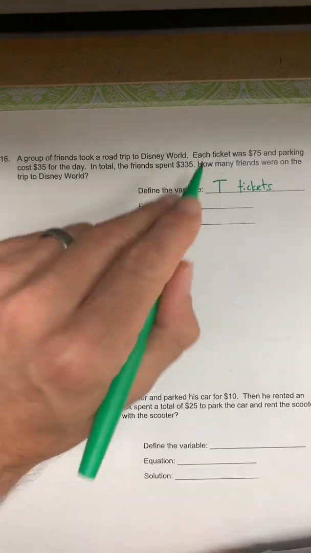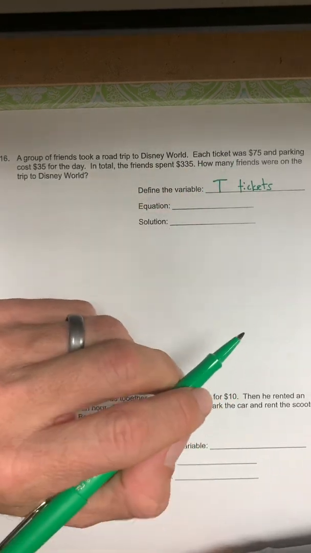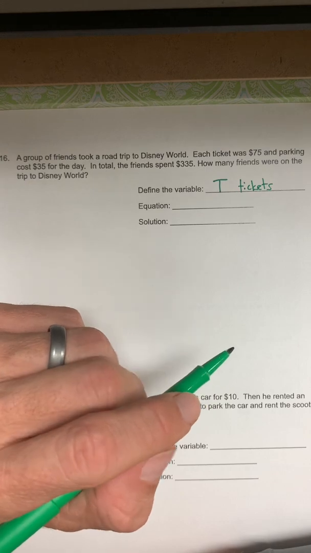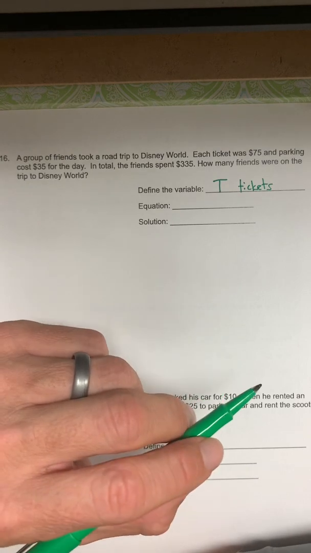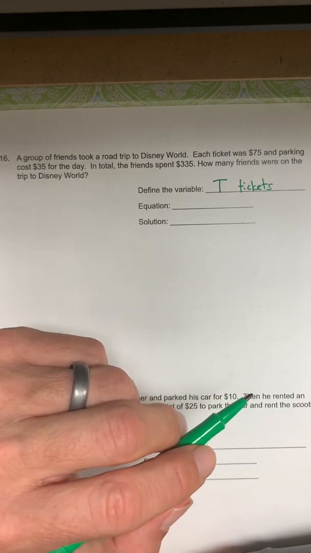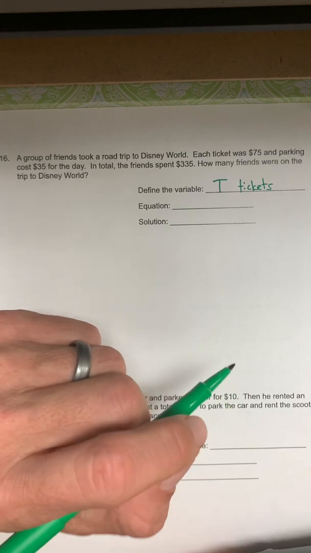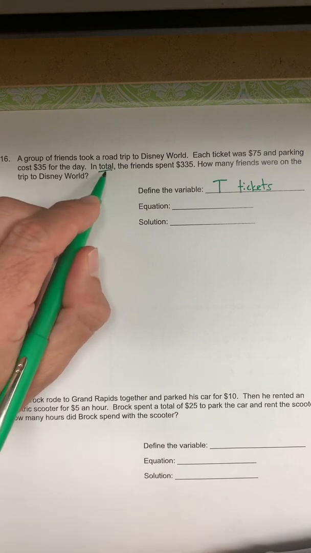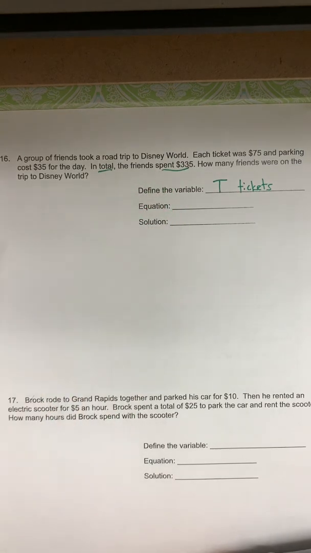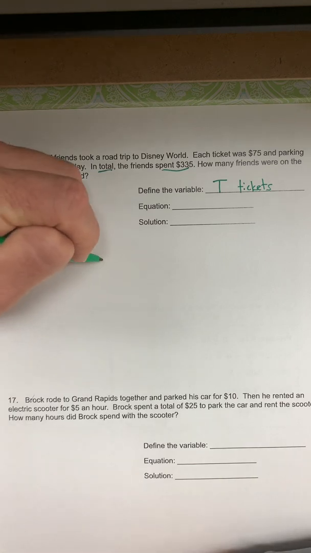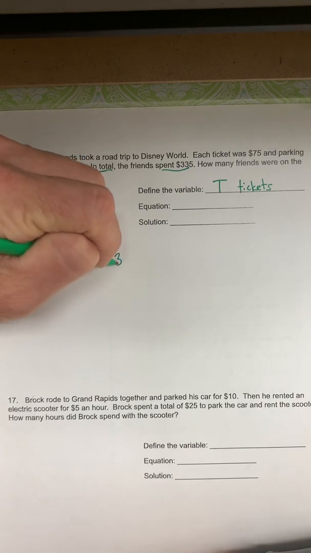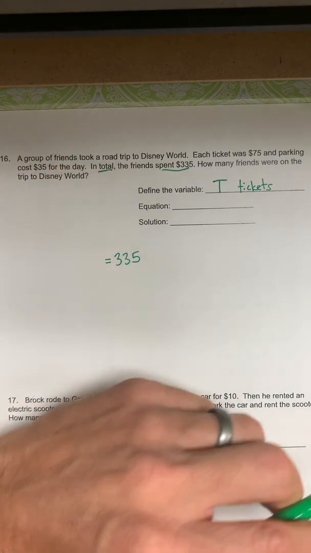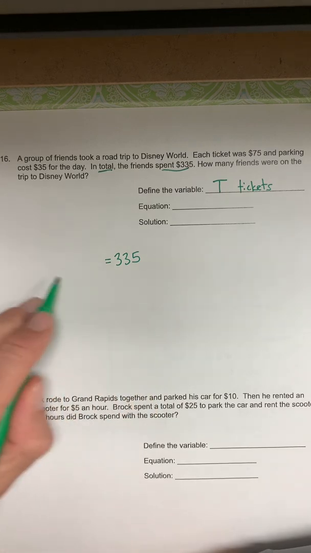So we need to turn this English into math. What I like to look for first is the words in total or is. The words total or is usually means equal sign. So, in total, the friends spent $335. That's telling me that I can safely start this problem by writing equals $335. I'm just going to write 335. Now we need to figure out what goes over here.